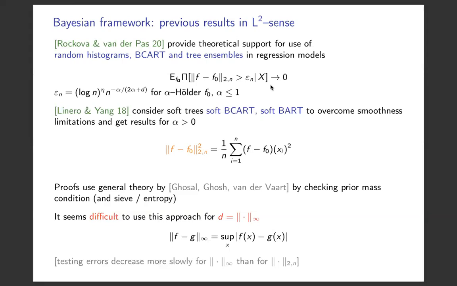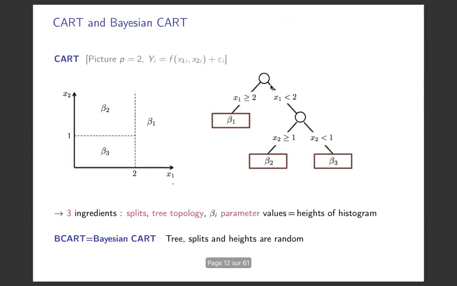These results are obtained using the general theory of Ghosal, Ghosh and van der Vaart, by checking prior mass conditions and sieve and entropy, and using the fact that the L2 distance is a nice likelihood-related distance for which testing rates are quick and exponential. It is well known that for a few years people have tried to use these techniques with norms like the supremum-norm, but it appears to be more difficult, and then we need to use some different techniques.